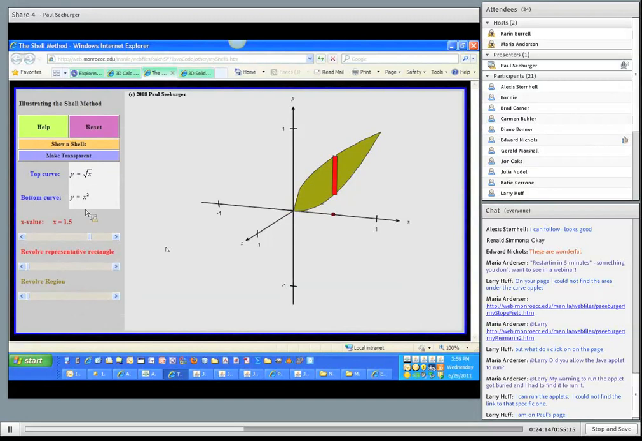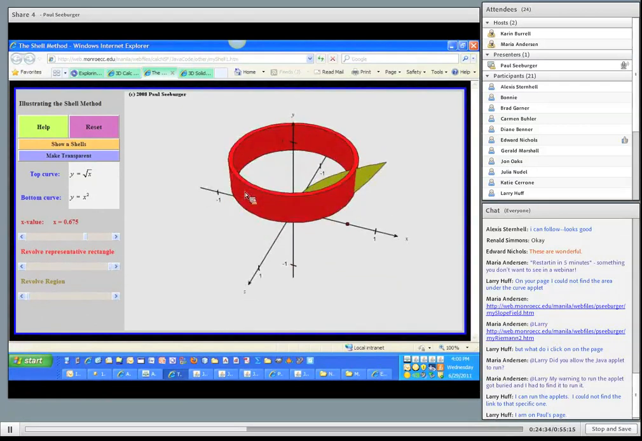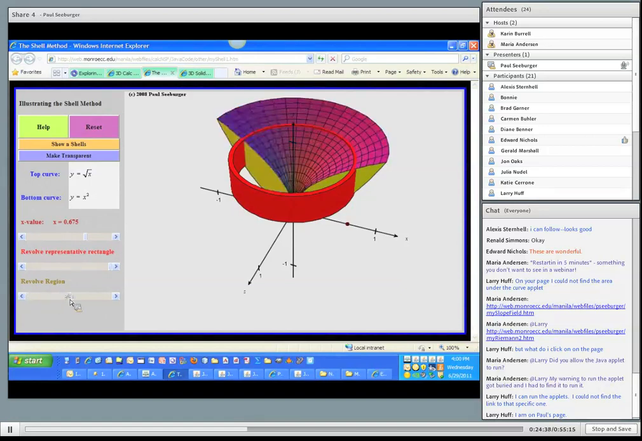So the shells, we can actually show multiple shells, and in this case revolve not just the region, but now it's revolving the rectangles around. It's probably most interesting when it's partly revolved because you can see that cross section. But when you go all the way around, it shows you the volume of those four shells and how it compares to the actual volume of the solid. Here the exact answer and here an approximation of it.